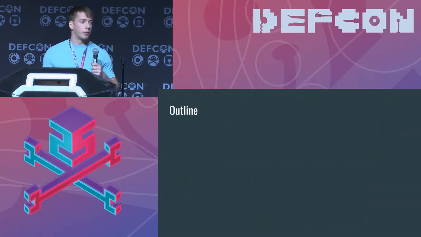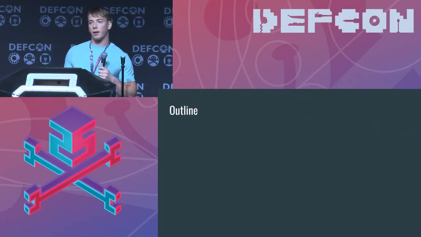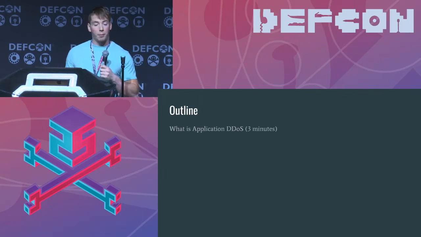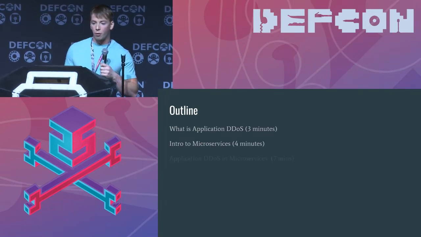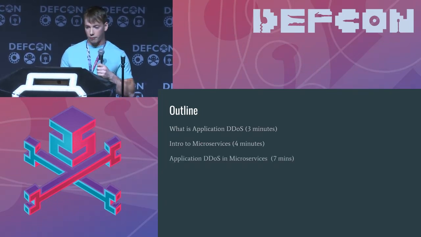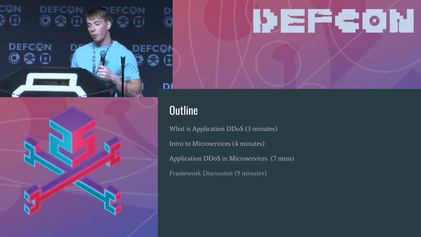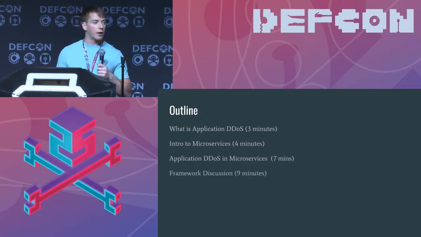And so that's really the ethos of the talk today. We're going to present why application denial of service attacks matter and why they're extremely relevant in microservice architectures. We're going to start off with explaining what application DDoS is. We'll step into an introduction to microservices. Who here is familiar with microservice architectures? Okay, that's awesome. So we'll quickly go through that. We'll talk about application DDoS in microservices. I'll walk you through a framework we've developed to help you identify application DDoS in your own environments.